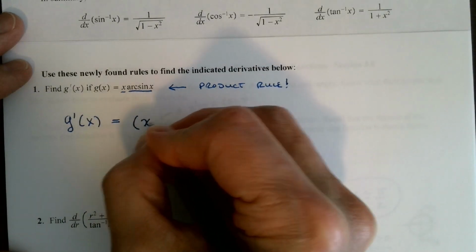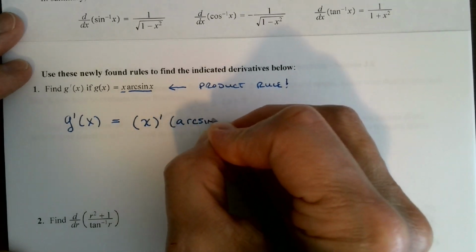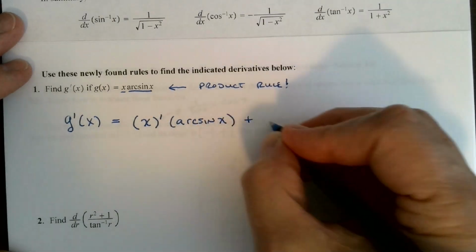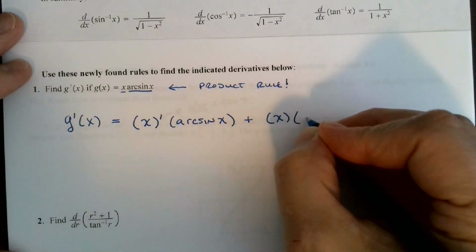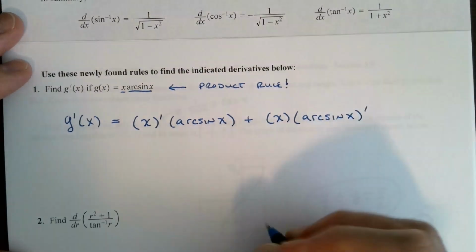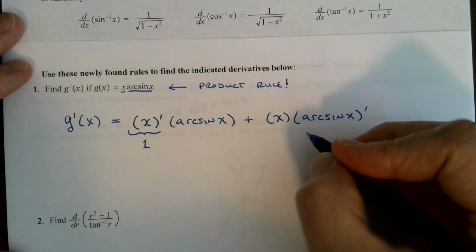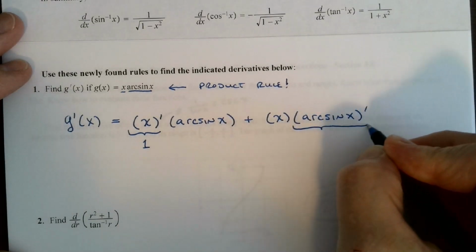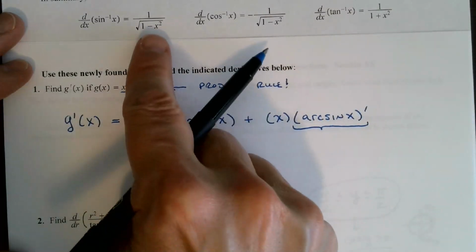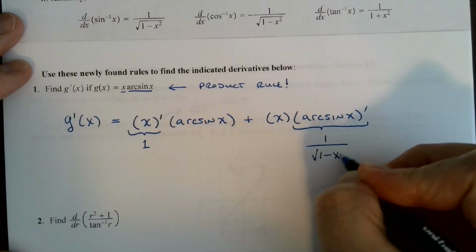So it's the derivative of this function times arc sine plus x times the derivative of arc sine of x. Well, the derivative of x with respect to x is easy. That's just 1. What's the derivative of arc sine of x? That's the rule we developed in the last video. It's right here. It's 1 divided by the square root of 1 minus x squared.